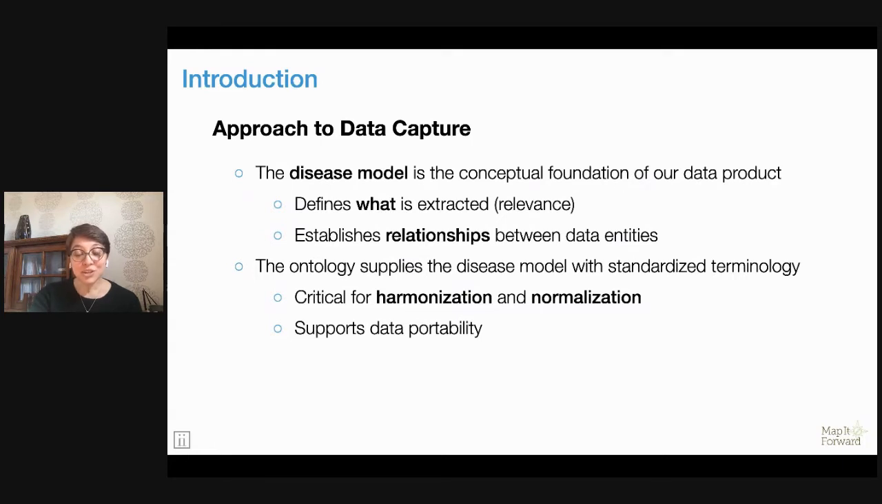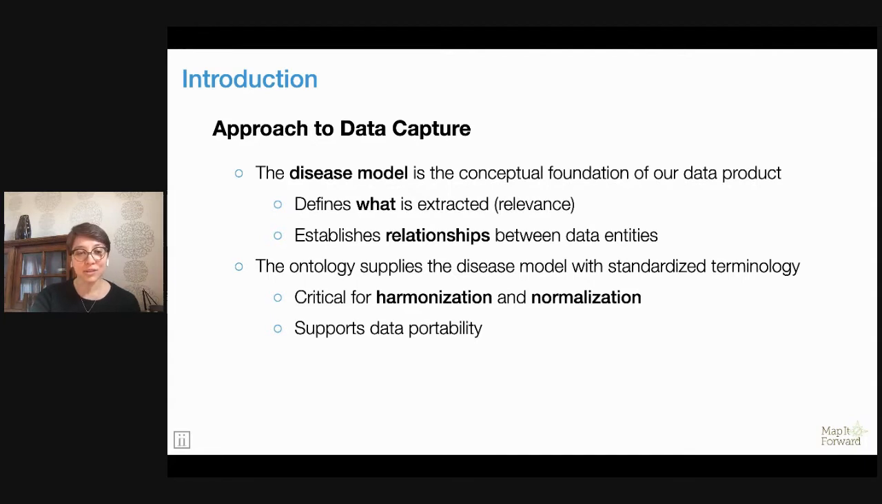As we collect information across many different institutions, it's important that we have a systematic approach to capturing data. We think about this in two ways. At the top level, we have our disease model, which essentially serves as the conceptual foundation for our products. The disease model defines what types of data we extract and ensures that those data elements are relevant to both clinical and research indications. And the model also establishes relationships between those data elements. So in a way, we're generating a network of data rather than something that's linear.